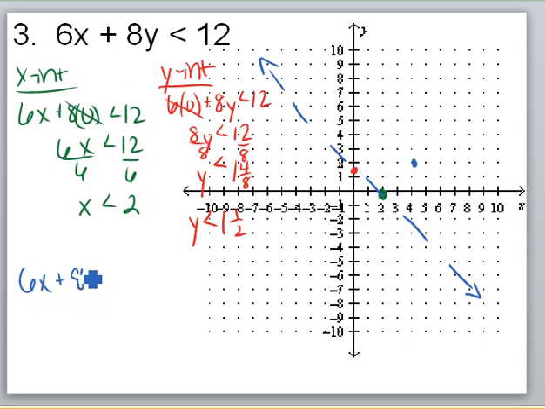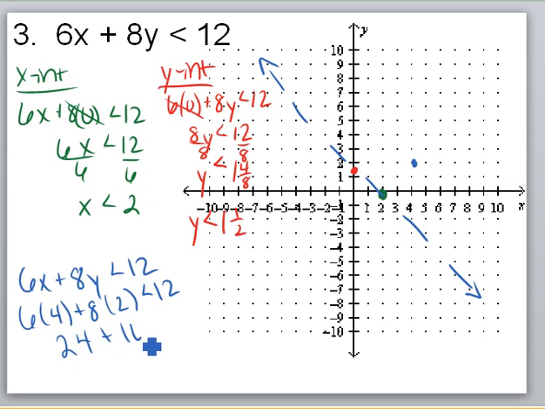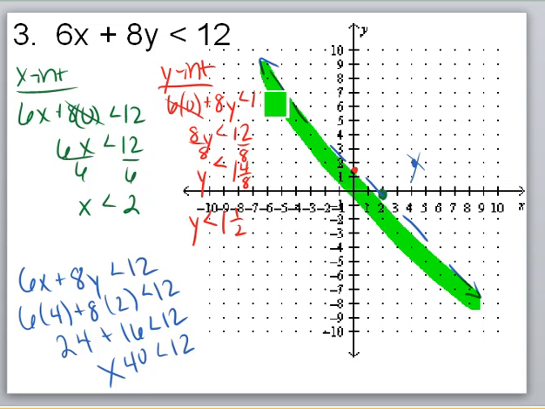6x plus 8y is less than 12. So I'm going to put 4 in, and I'm going to put 2 in, and I'm going to see if it's a true statement. This is 24 plus 16 is less than 12. Well, when I add those together, I get 40. This is not true, so that means that this is not a part of the solution. So I'm actually going to be shading below the line on this one.